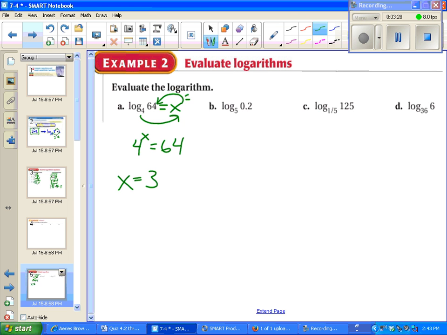Following the same kind of idea, I'll come back to part B. I think that one's actually the hardest one. Part C. Once again, we say something equals x. 1 over 5 to some power equals 125. That's kind of tough because you look at that 1/5 and think to yourself, I don't like that fraction. But just like our exponential section, we're going to get rid of that fraction by flipping it. But if we flip the fraction, what do we have to do to the exponent? Make it negative.